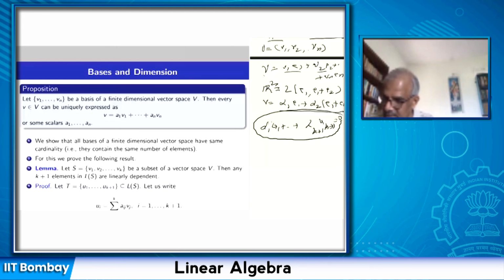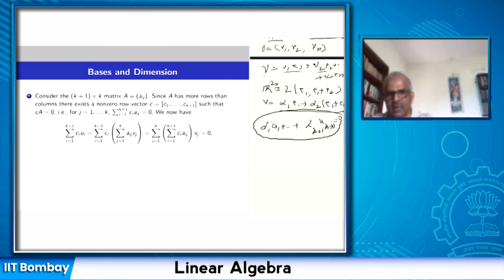So let us write down. What is the information we have? Each one of these vectors is in the linear span of these k vectors. So write down this equation: ui equal to summation aij vj, where j equal to 1 up to k. So this ui is in the linear span of v1 up to vk. Ui is a linear combination of v1 up to vk. I write the coefficients as aij. I do it for every i. There are k plus 1 vectors which are linear combinations of these k vectors v1 up to vk. So that means the ui's can have these formulas.